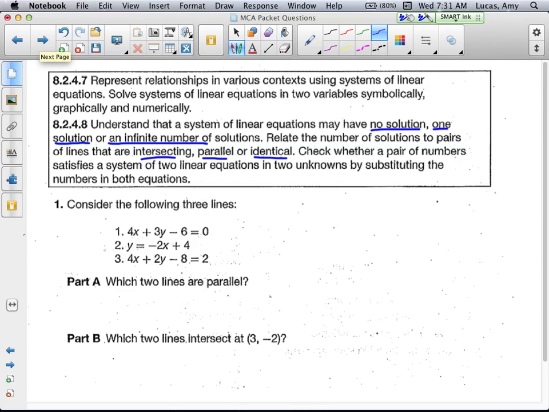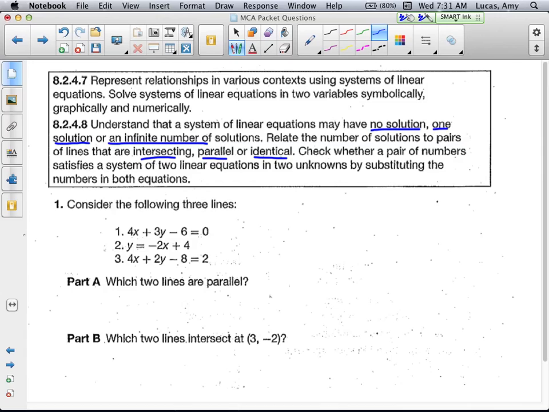So if there was no solution, your lines were parallel. If there was one solution, they were intersecting. And if there was an infinite number of solutions, the lines were identical. Check whether a pair of numbers satisfies a system of two linear equations and two unknowns by substituting the numbers in both equations. Because if it is a solution, it has to be true to both equations. Both equations have to be true for it to be a solution for the system.